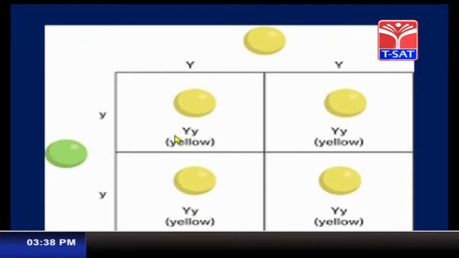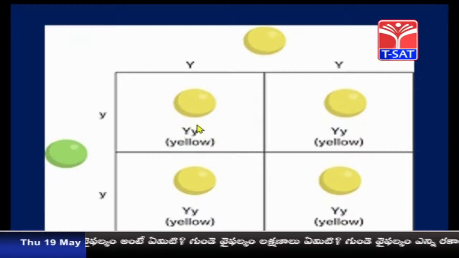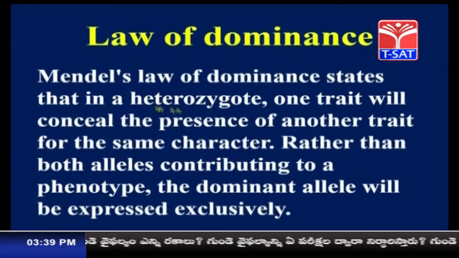But if you look at these two alleles, are they the same here? One is capital Y, that is of yellow color, and the other one is small y over here. This is nothing but hybrid. So hybrid plants have different alleles, which we call heterozygote.